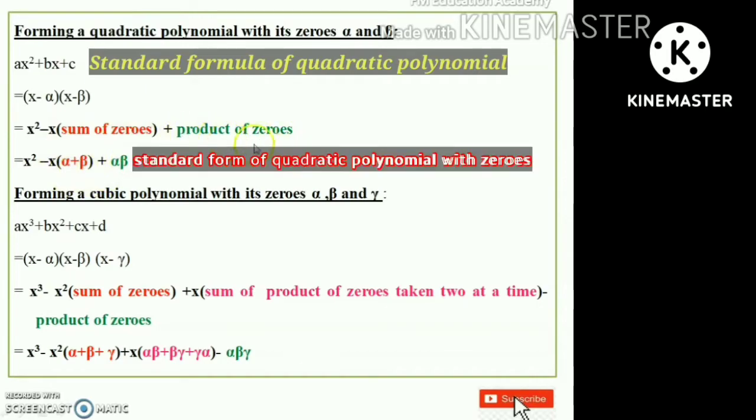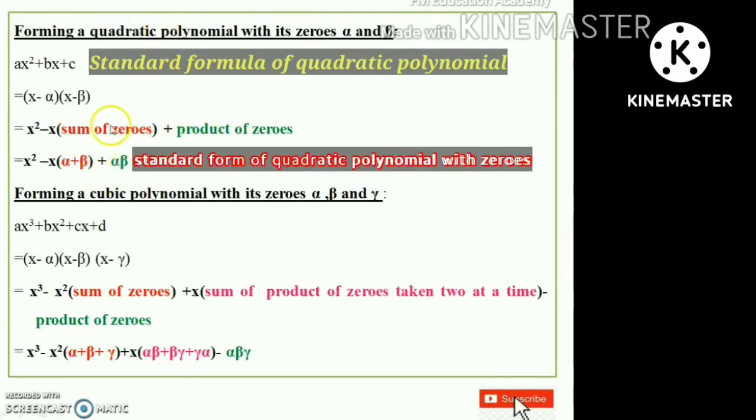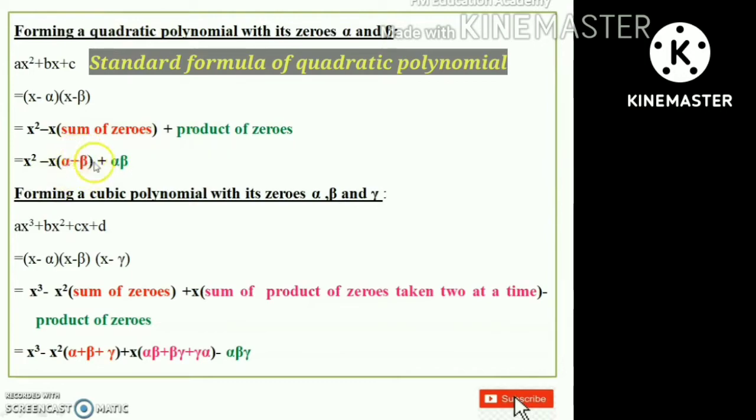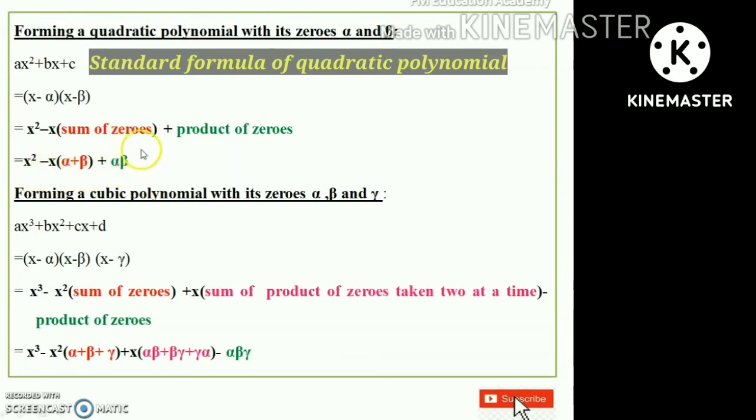What do we mean by product of zeros? Alpha into beta. What are the zeros in case of quadratic polynomial? Alpha, beta. That is why I'm multiplying here alpha into beta. What is the sum of zeros in case of quadratic polynomial? Alpha plus beta. That is why I'm adding the alpha plus beta. So this is the standard form which you should remember for quadratic polynomial: x square minus x into alpha plus beta plus alpha beta.